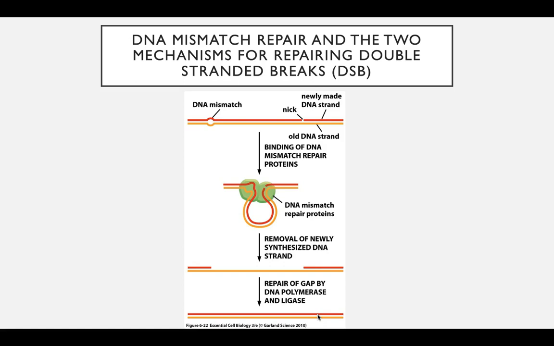Luckily, there are mismatch repair systems in cells that are completely dedicated to fixing those mistakes that sneak by DNA polymerase proofreading.